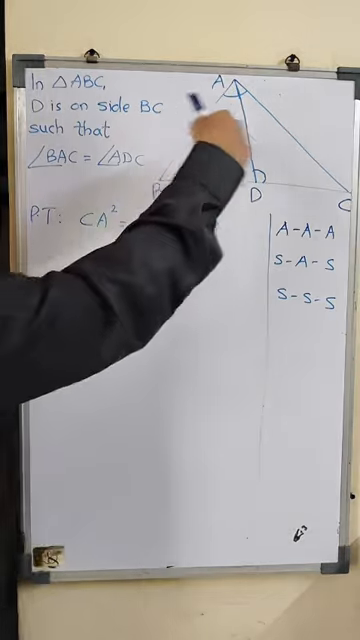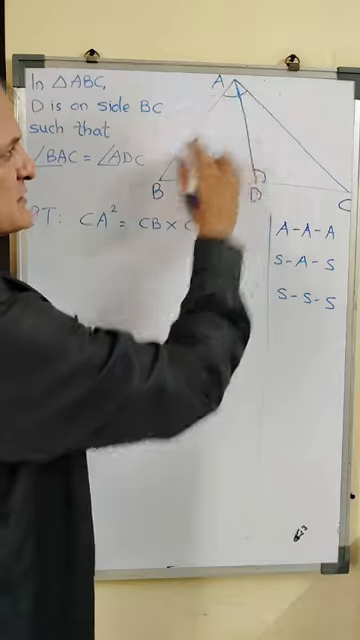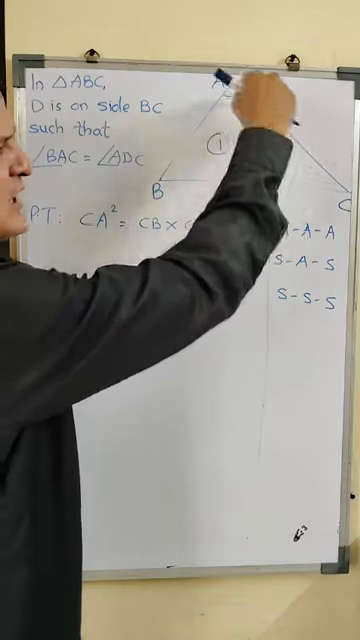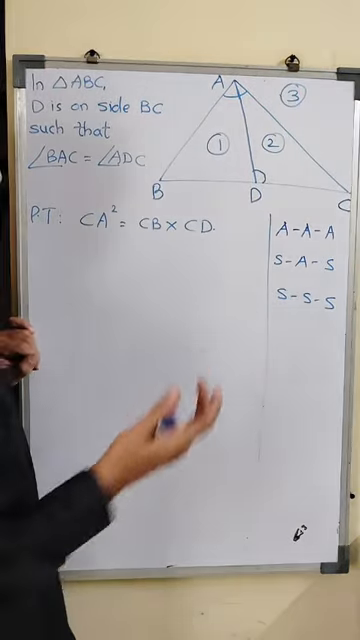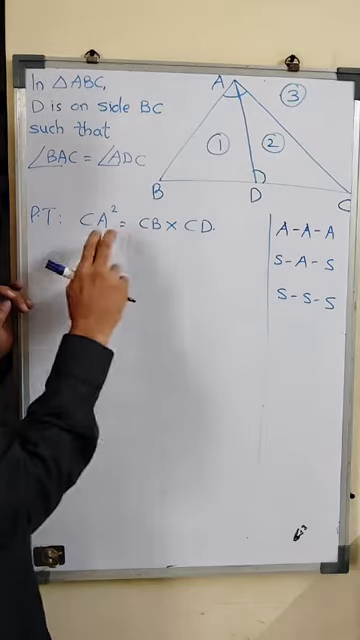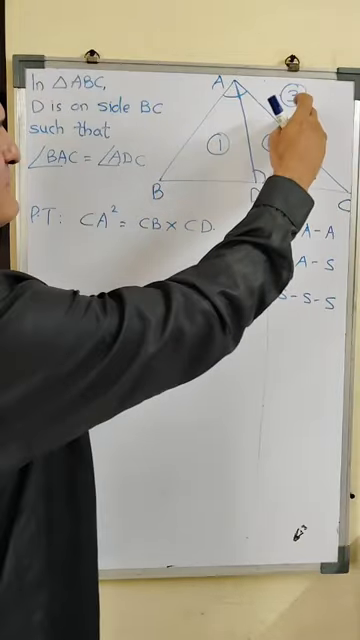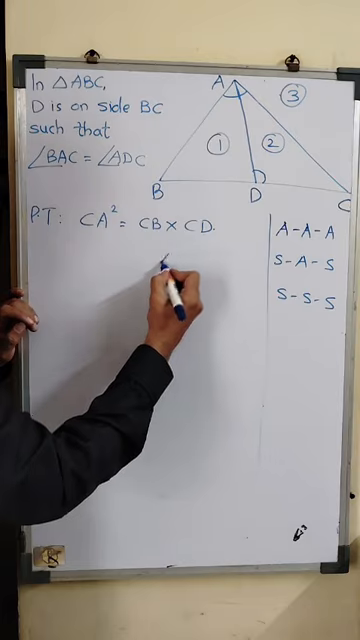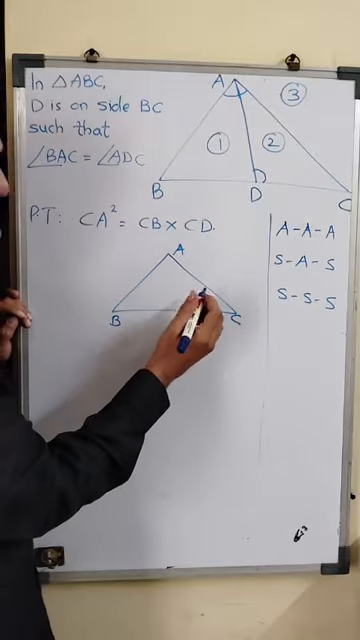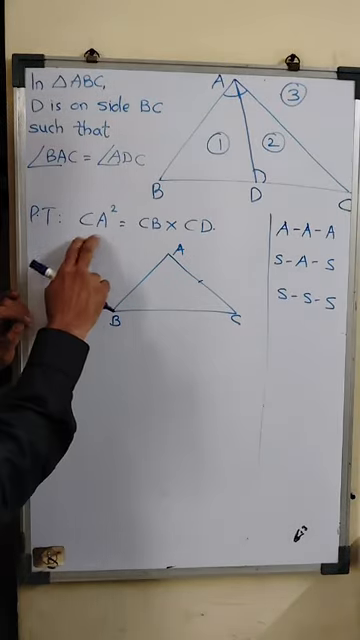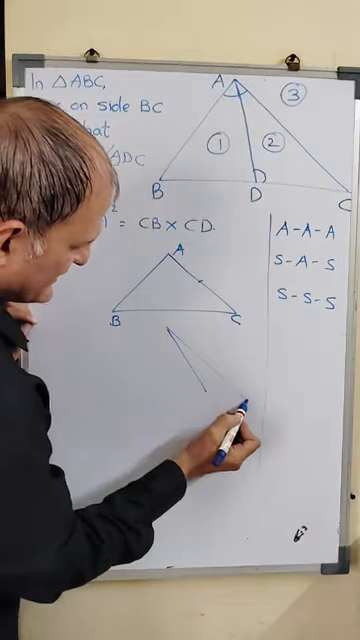Now if we look at the figure properly, how many triangles are there? There is this triangle number 1, then triangle number 2, and the whole triangle, triangle number 3. We need to identify where we can find CA. If you look at the whole triangle ABC, you can see that AC is here. That is CA.